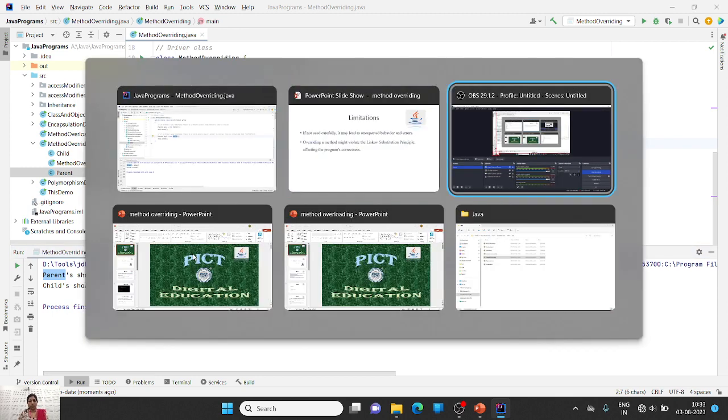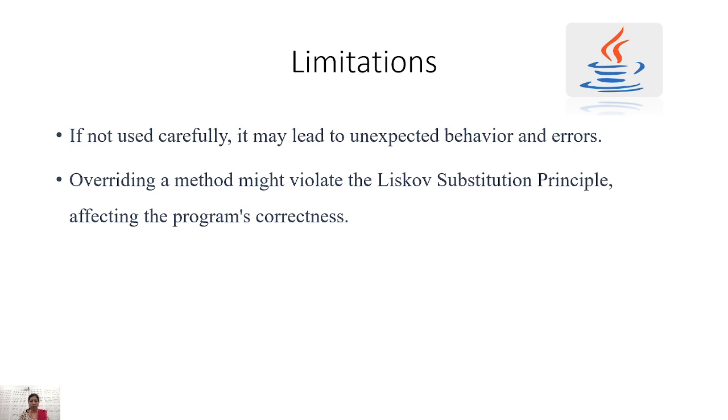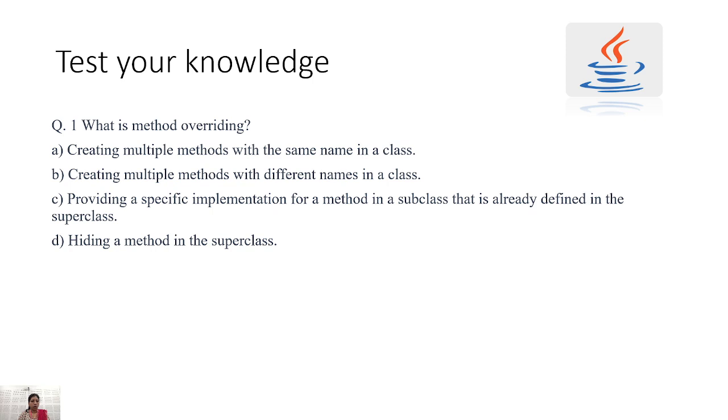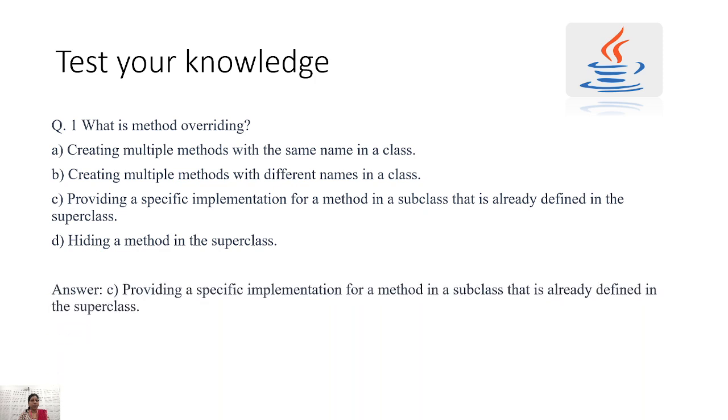Have you got this one? Okay, so let's move back to test your knowledge. What is method overriding? Creating multiple methods with the same name in the class, creating multiple methods with different names in the class, providing a specific implementation for a method in the subclass that is already defined in the superclass, or hiding a method in the superclass. What will be the correct answer? Yes, providing a specific implementation for a method in the subclass that is already defined in the superclass.